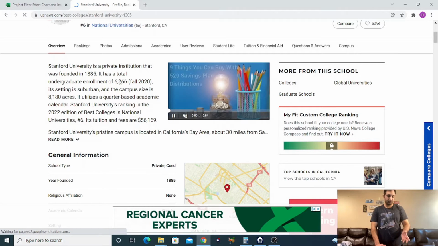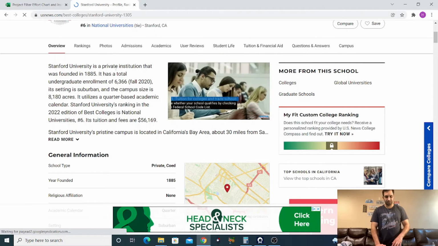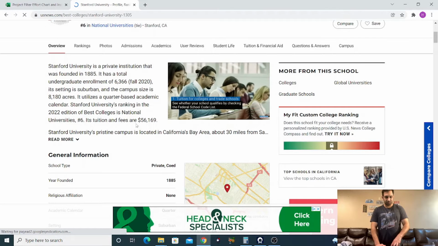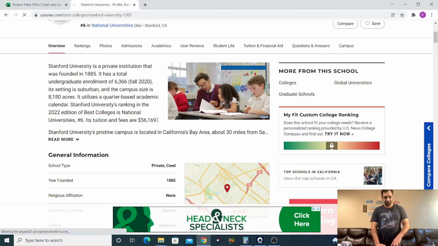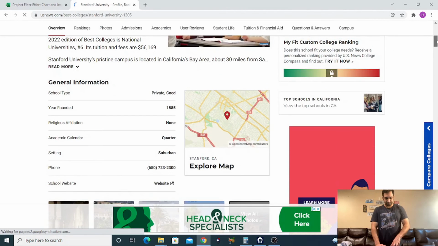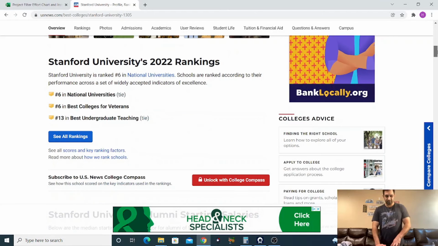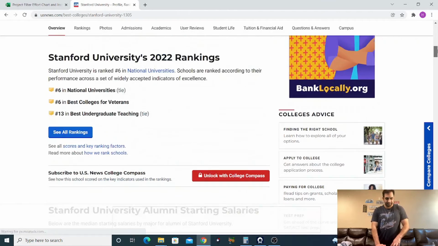So if you want to know if a university is public or private, you can always come to this website, search for it, and you will see right here if it's private or public. So it's telling you that tuition fee is $56,000 annually. So number 6 means it's one of the top universities in the US. So we would rate it as the highest.